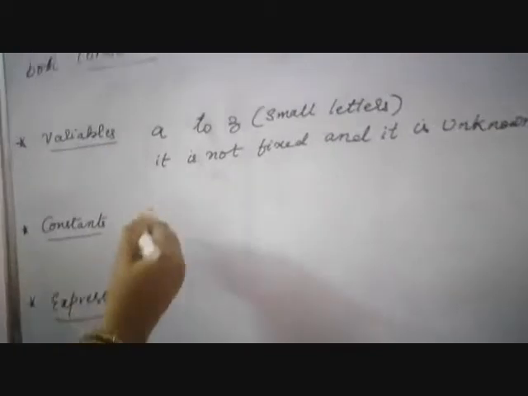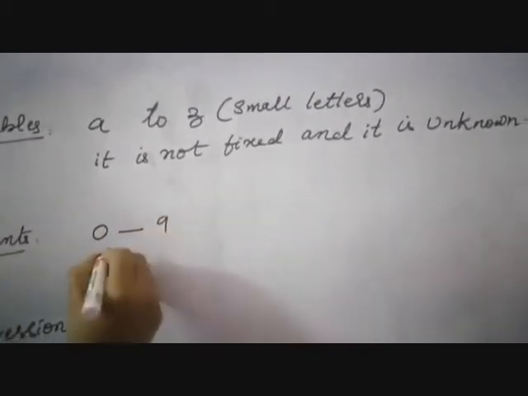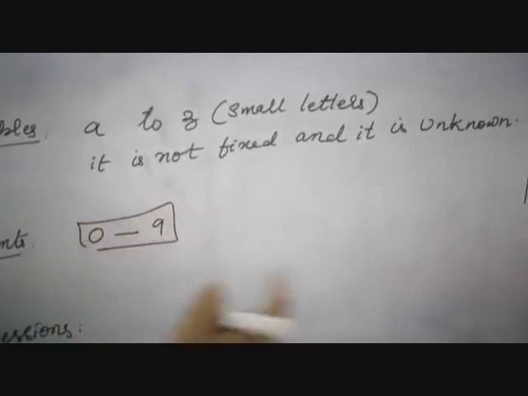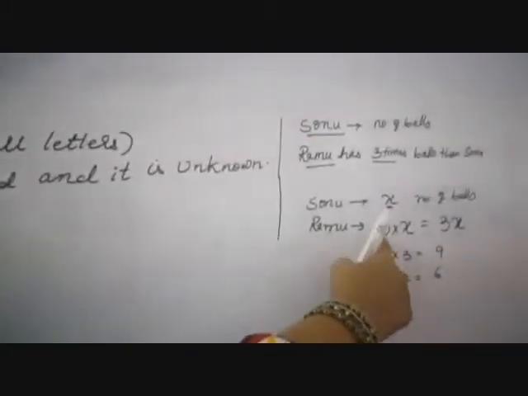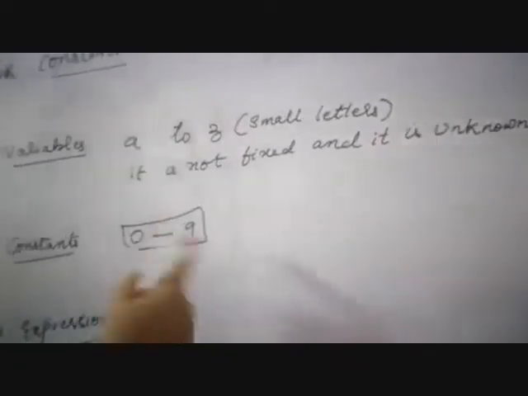What are constants? We use the constants from 0 to 9. Any numbers you can use. Just now I showed you, 3 is called a constant and x is called a variable. So 0 to 9, any constant number you can use.